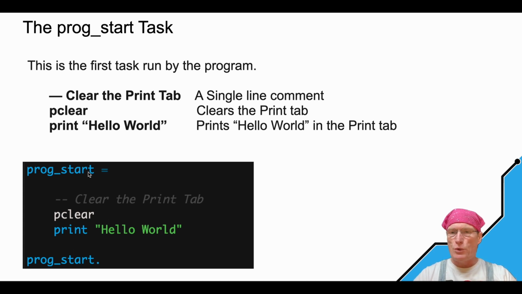So looking at the actual code, you can see you have the prog_start, followed by a space, and then the equals character. And that's the start of this task. There's the comment, the pclear command, which clears the print tab, and then the print statement. And then finally, we finish it with prog_start and then a full stop. So much like you end a sentence in English or a paragraph with a full stop, same in Octagon.